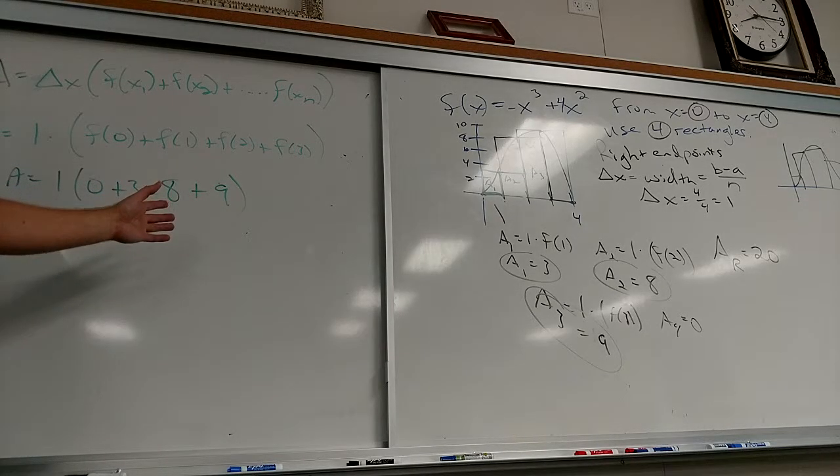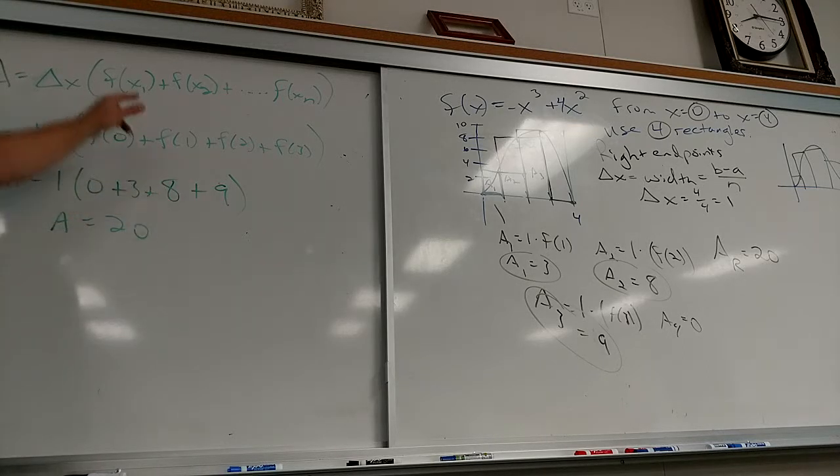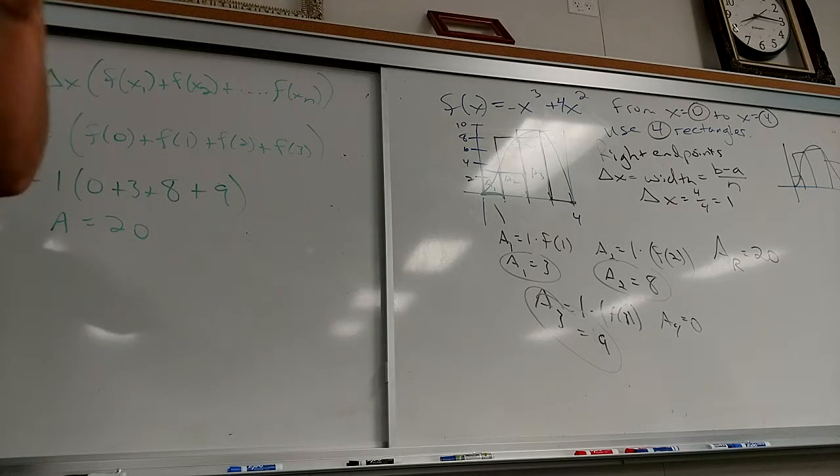You guys all right with that? The area of the first rectangle will always be the width times the height plus the width times the height. But the width stays the same. That's why I can factor it out. So it's still built off of areas of rectangles.